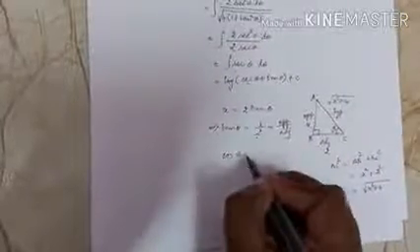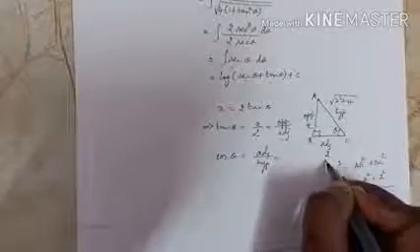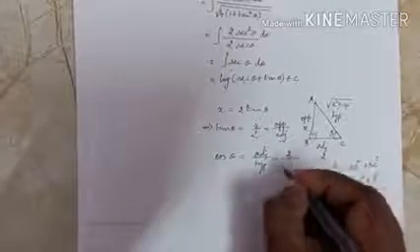Before finding secant theta, let us find cos theta. Secant theta is the reciprocal of cos theta. So cos theta is adjacent side by hypotenuse. Adjacent side is 2 and hypotenuse is root of x square plus 4. So it is 2 by root of x square plus 4.